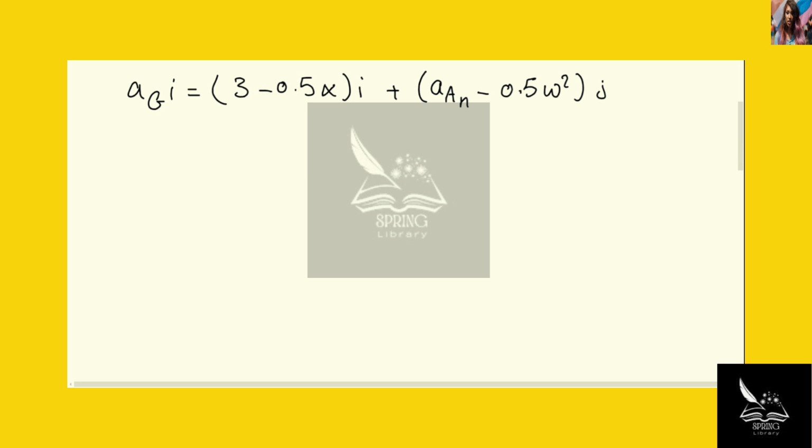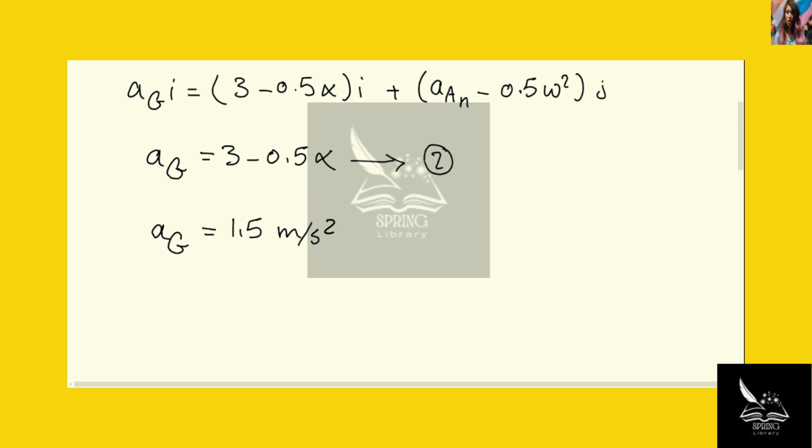By equating the I component, we will get Ag equals 3 minus 0.5 alpha, and this is equation number 2. By solving the two equations 1 and 2, we will get Ag equal 1.5 meter per second square and alpha equals 3 radian per second square.